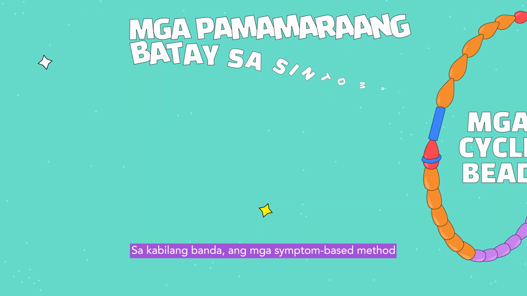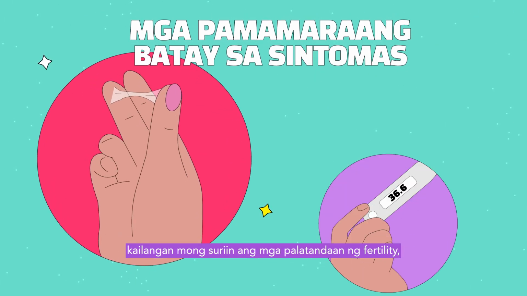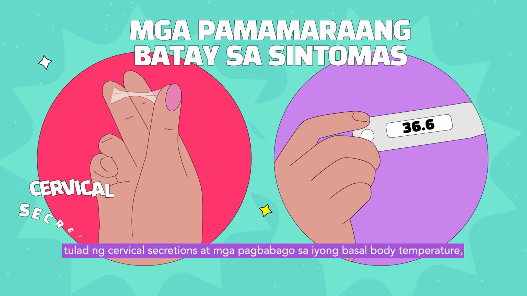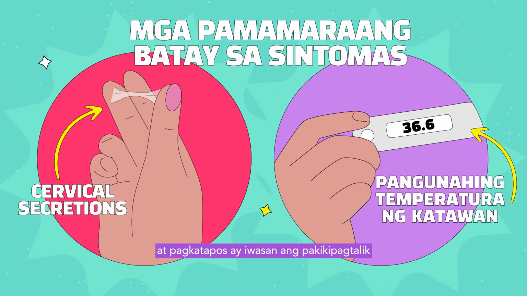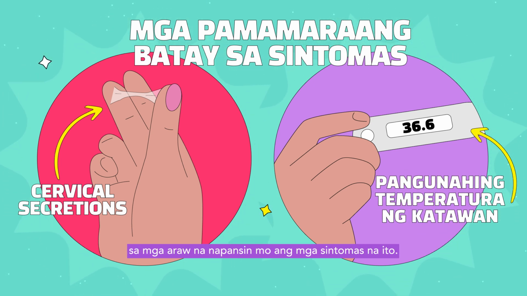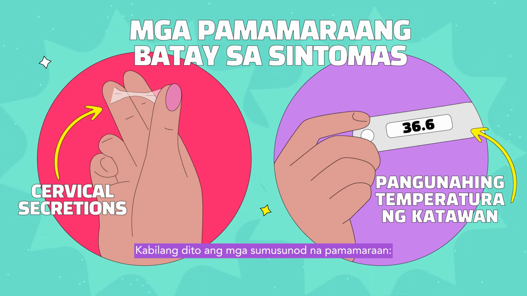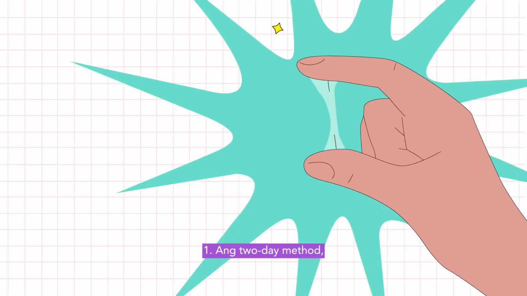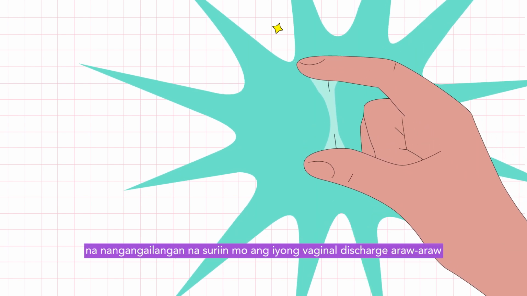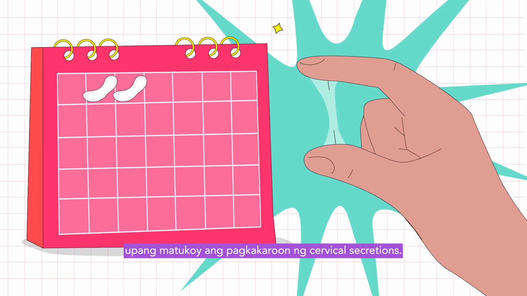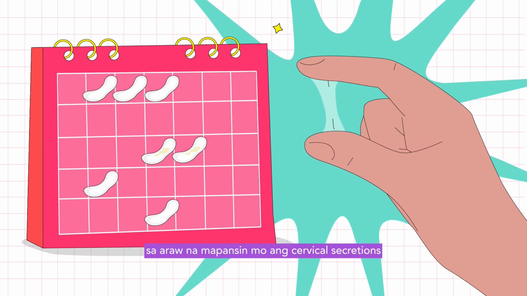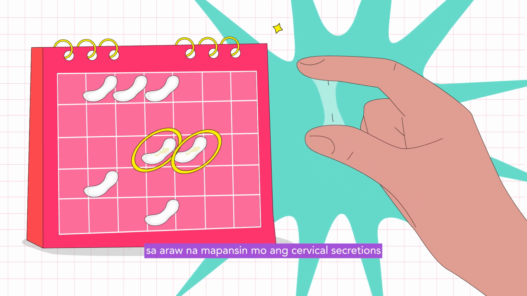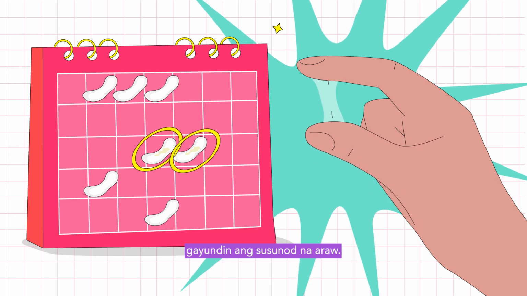On the other hand, symptom-based methods require you to check for signs of fertility, like cervical secretions and changes in your basal body temperature, and then avoid having sexual intercourse on the days you notice these symptoms. They include the following methods. 1. The 2-day method, which requires you to check your vaginal discharge every day to determine the presence of cervical secretions. Unprotected sex is to be avoided on the day you notice cervical secretions as well as the next day.